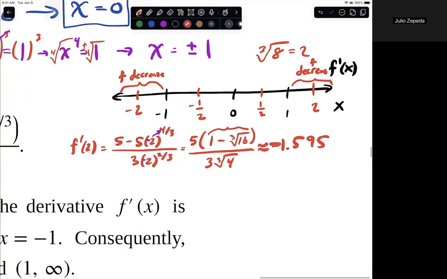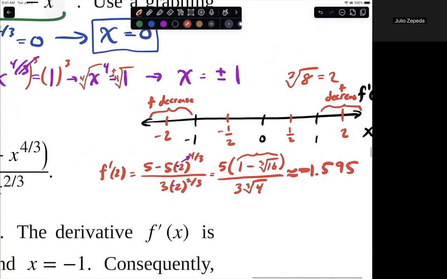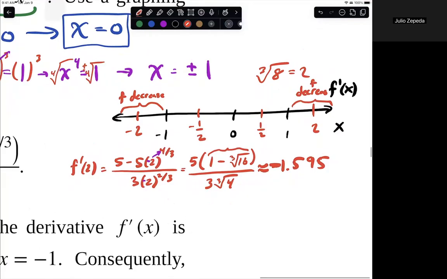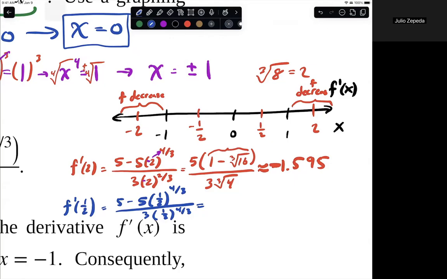So finally, we just have to do the 1/2. And the negative will also be the same. So let's go ahead and plug in f prime of 1/2. We have a calculator, so we can just plug in. The main question we're asking is, is the numerator positive or negative?